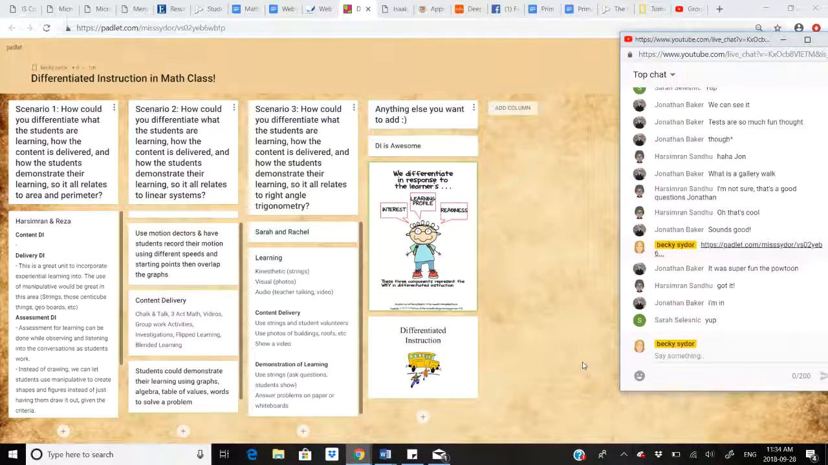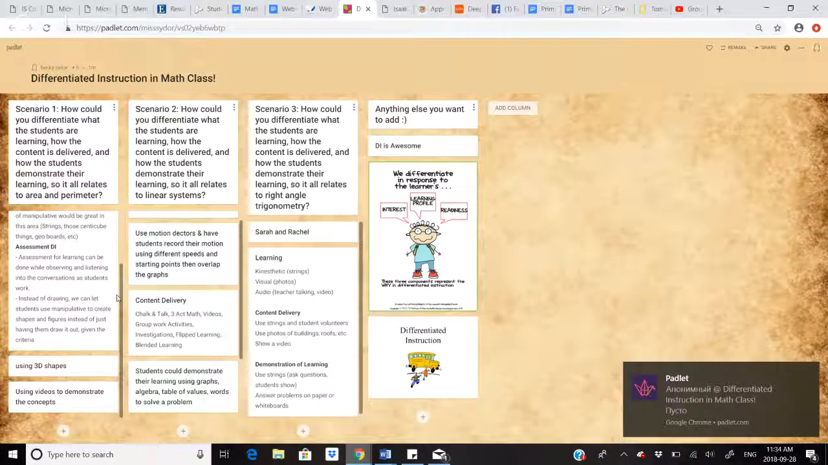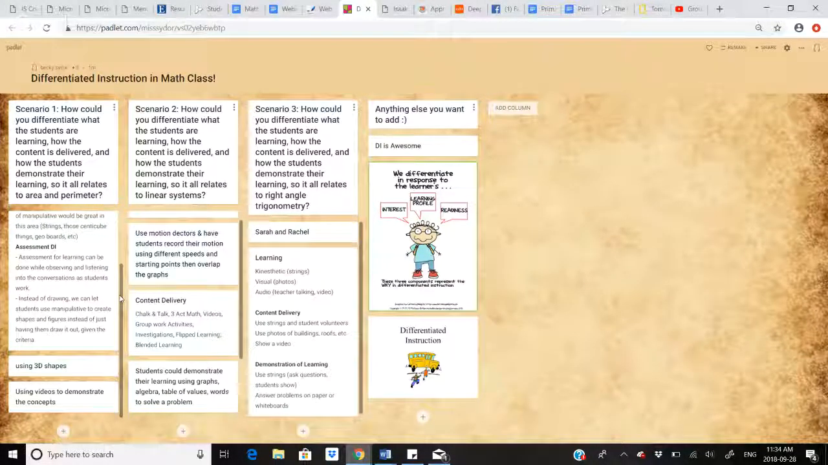All right, guys, so let's see what we have. For the first scenario, we were talking about differentiating instruction in terms of area and perimeter. Very good work. For the content DI, you could use 3D shapes and videos to demonstrate concepts, which is good and great for audio-visual learners. Not everyone likes the chalk and talk lecture type, so this could be a great break from what they're used to.